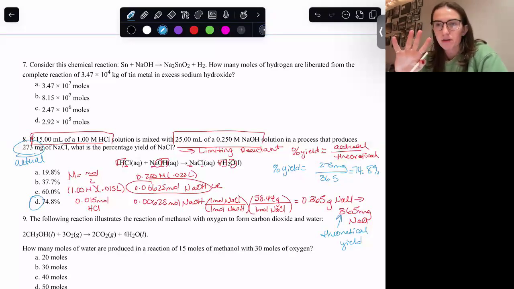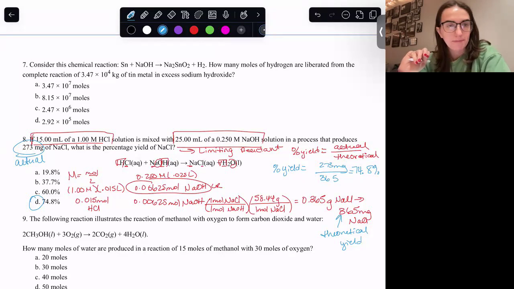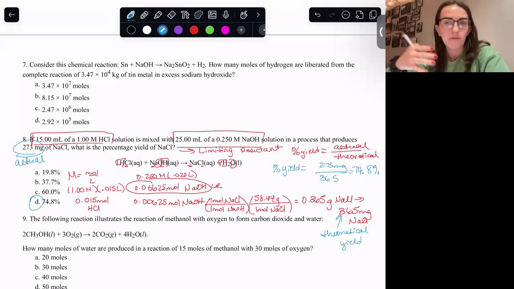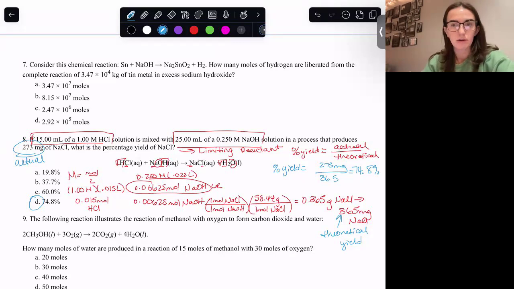Okay, does that help out with my people that asked about question 8? You can't just jump into percent yield. If you write the percent yield formula, it should say, oh, I only have my actual. I need my theoretical. Where does my theoretical come from? That comes from getting the limiting reagent. That's what you want to think about when you see those types of questions.